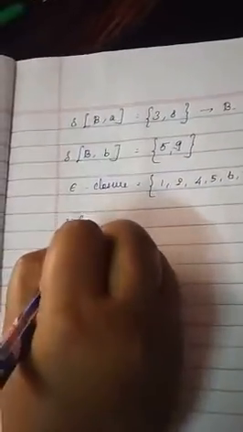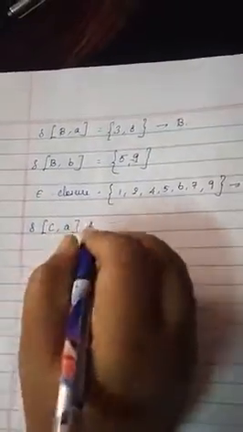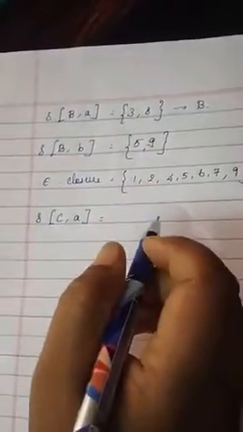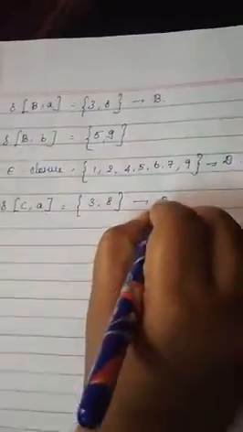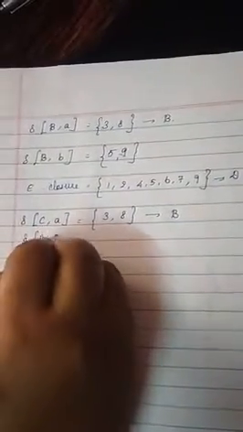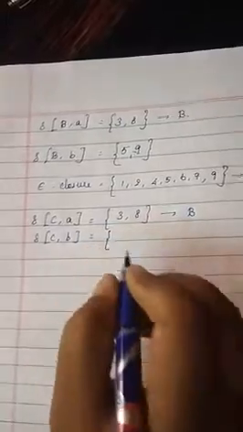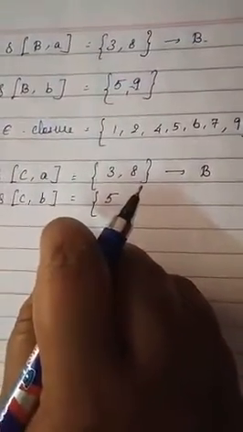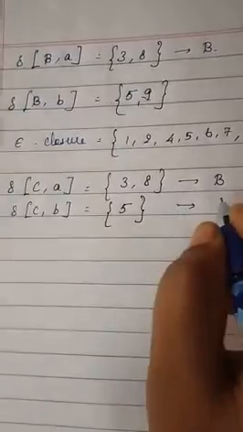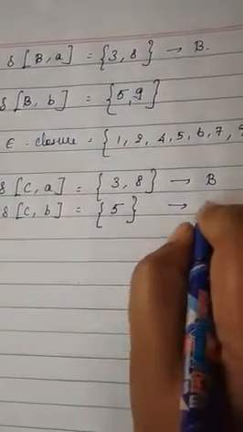Similarly for the transition from C, C for input symbol A, again for input symbol A we get 3. 4 we don't have, 5 we don't have, 6 we don't, 7 we have, which again gives 8, which is again the state B. And for C comma B, for input B, we have 4 here. 4 produces 5, 6, 7. So only 5, which is again C.